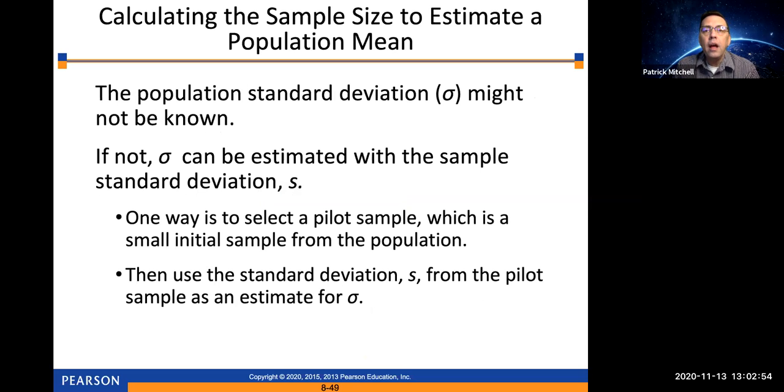All right. The population standard deviation may not be known, and in that case, sigma can be estimated with the sample standard deviation S. And in order to do that, one way is to select a pilot sample, which is a small initial sample from the population, and then use the standard deviation S from the pilot sample as an estimate for sigma.